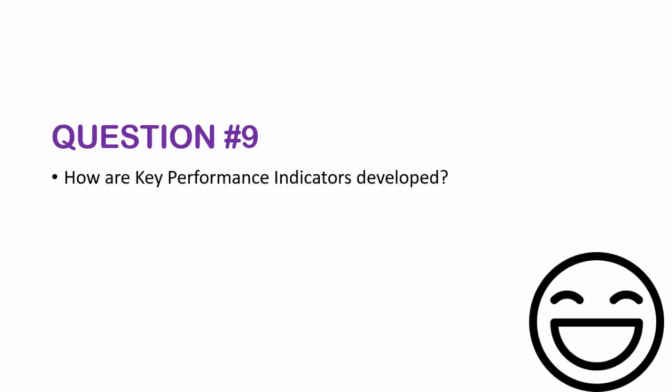So it is a process, and it's not just a matter of coming up with a statement. You don't just come up with a statement for an indicator, but you have to make sure that this indicator is actually SMART: specific, measurable, attainable, realistic, and time bound. So that's just a snapshot of how key performance indicators are developed.